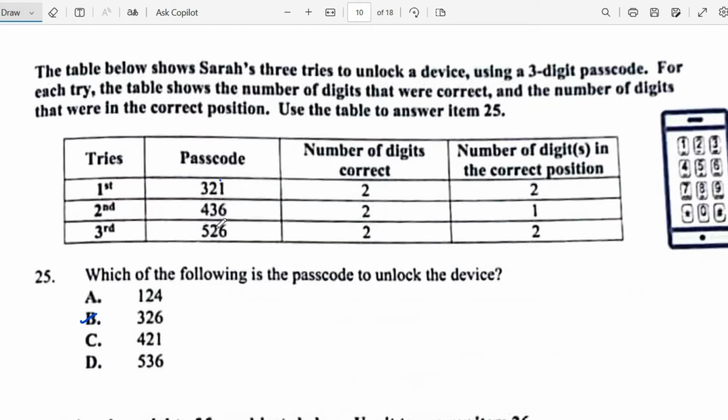In the 3 tries, one of these digits was incorrect, so we can assume that the incorrect digit here was 5 and it's supposed to be replaced with the 3. Here 3 was a correct digit, but it was in the wrong place, so we can assume that it should have been first. And 6 is a correct digit, and it is the only one in the correct place. So therefore we can derive that 326 is the correct code to unlock the device.